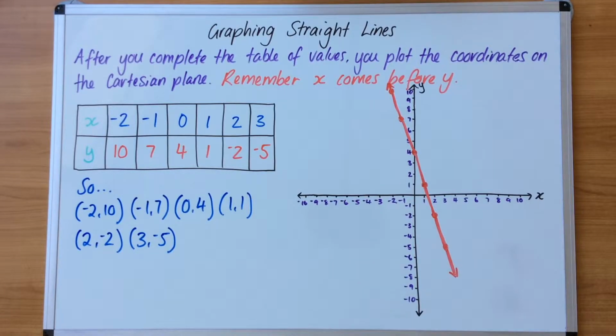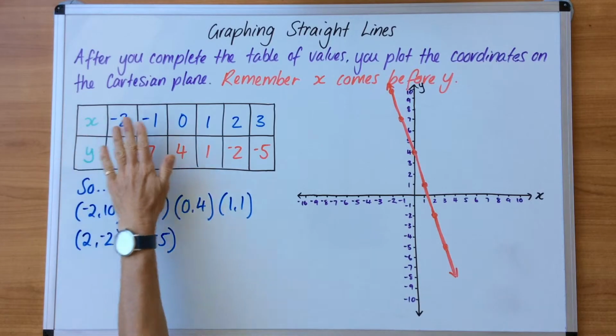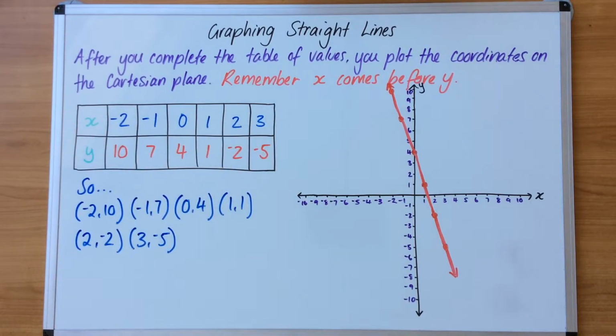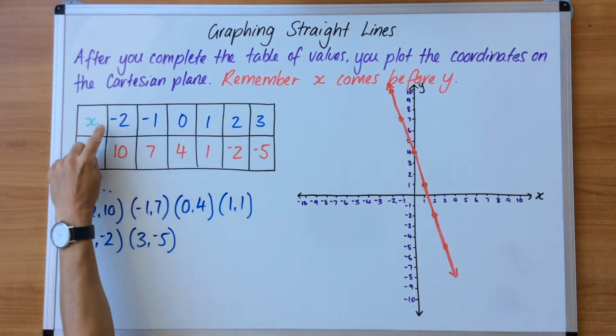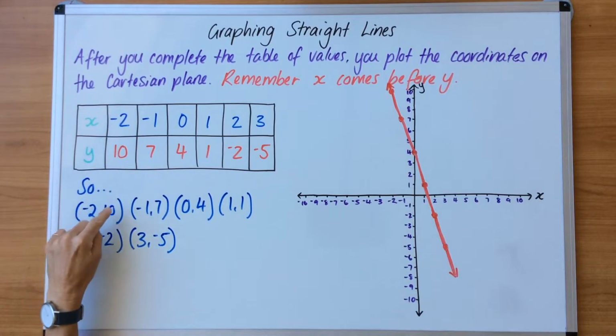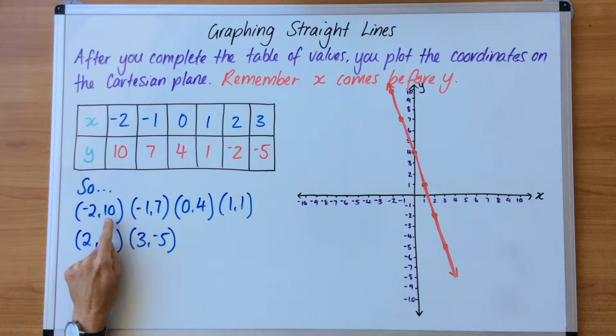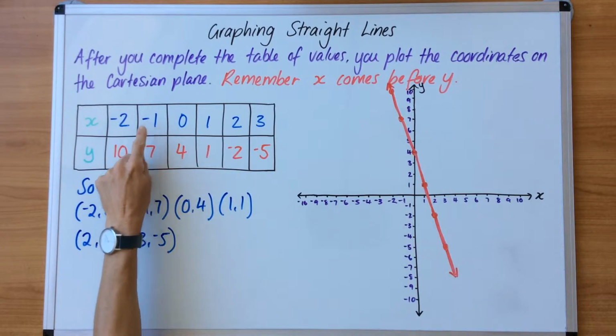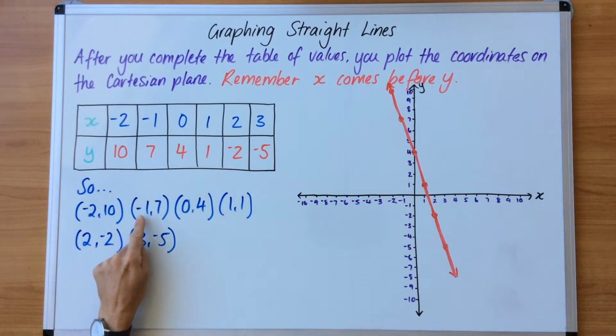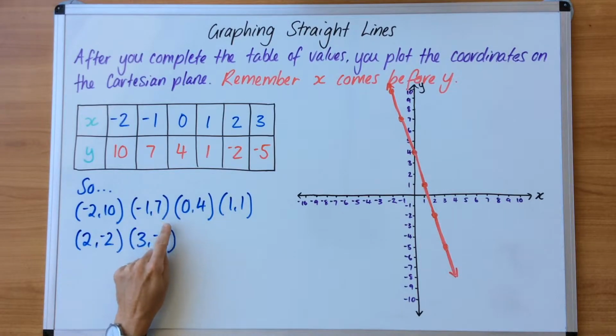So after you complete the table of values, you plot the coordinates on the Cartesian plane. Remember, x comes before y. So I've recreated our table of values up here, and I have now made them into coordinates. So taken from the table, this is x, this is y, and x comes before y. So negative 2 and 10 becomes bracket, negative 2 comma 10 bracket. Negative 1 and 7 becomes bracket, negative 1 comma 7 bracket.